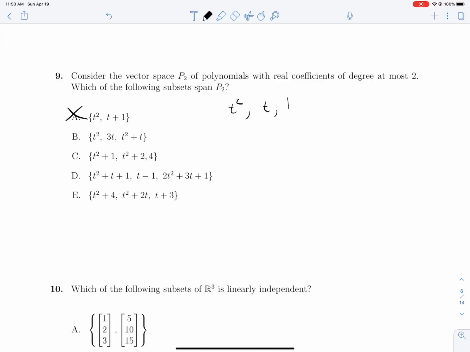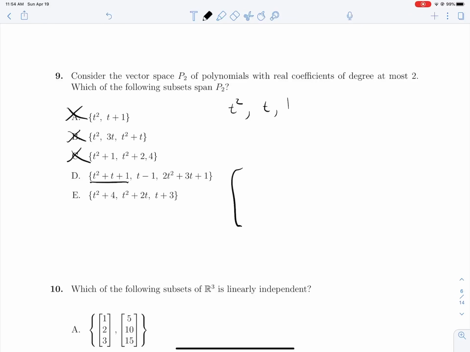Additionally, we can get rid of both B and C, because C has no terms that just have t in them, so that can't possibly span P2. We need some one of these vectors that we can vary to control where we are in the t to the 1 dimension or space. So that's no good. And in the same way, B is no good because it doesn't have any control over the constants.